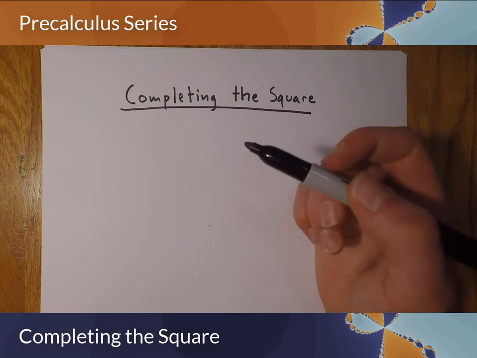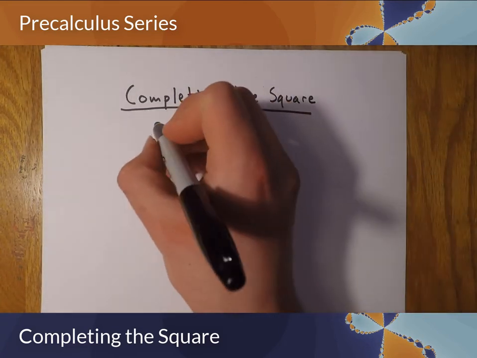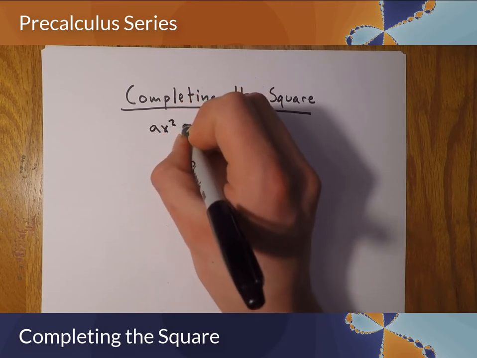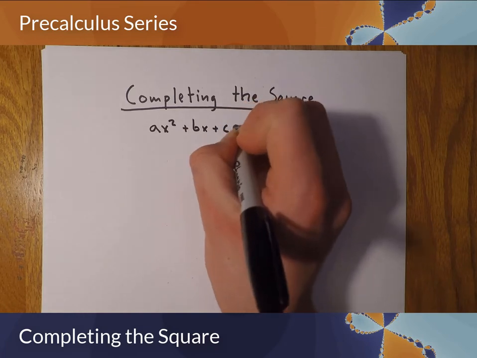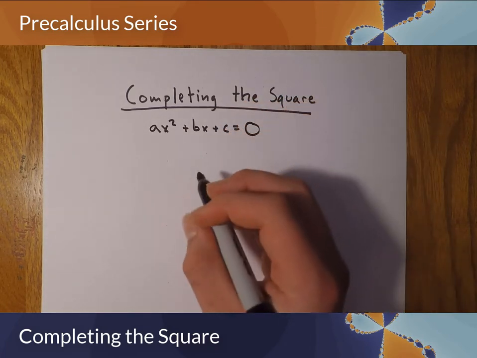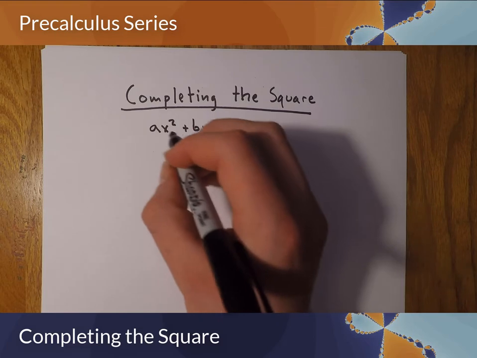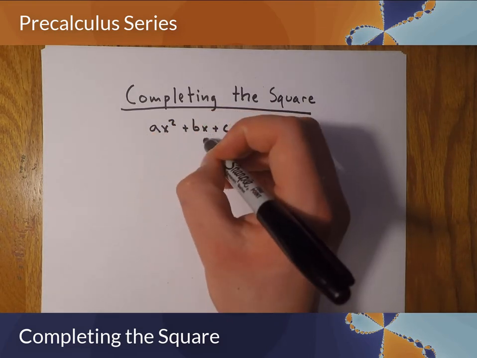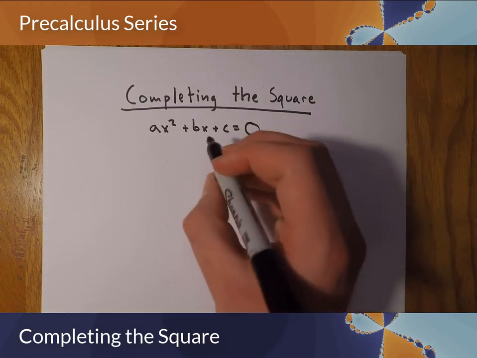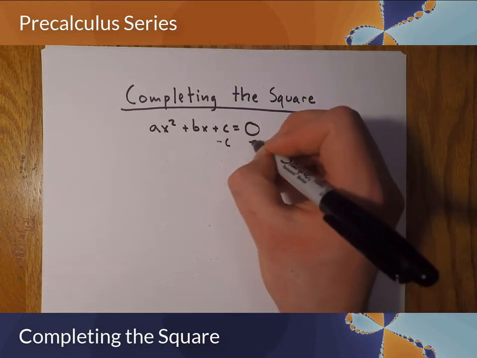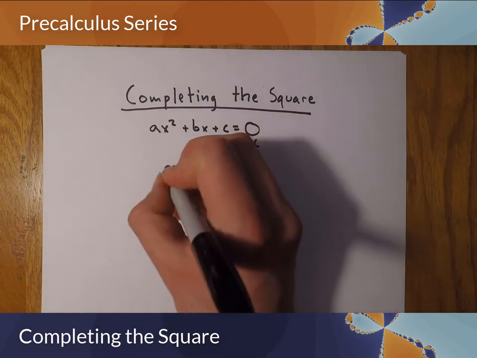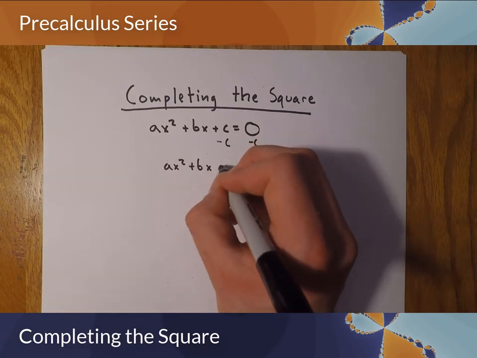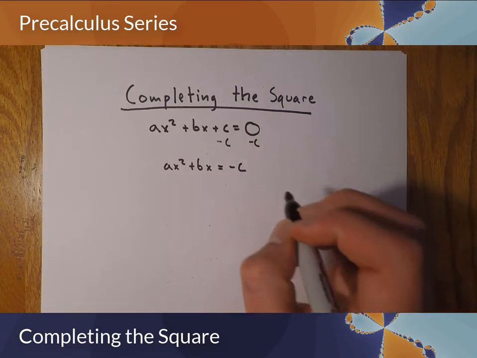So first and foremost, we start off with our generic quadratic equation, ax squared plus bx plus c equals 0. What we've got to do is isolate these x terms, the terms with x. And to do that, we just need to subtract c from both sides. So we get ax squared plus bx equals negative c.